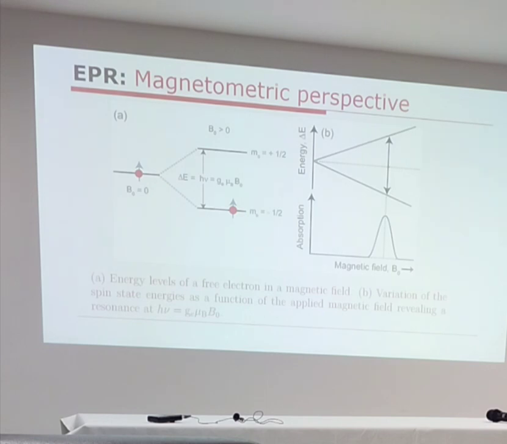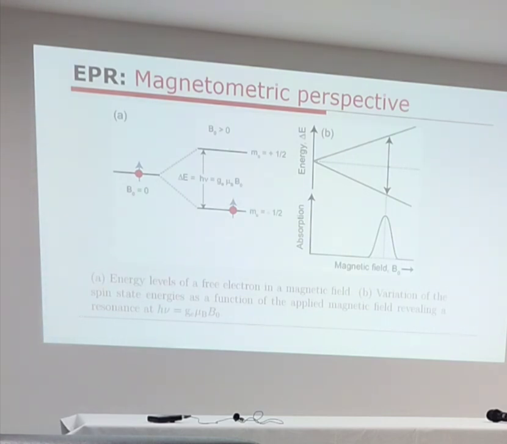Or another check could be, क्या मैंने सही में कोई spin create किया? एक ऐसा electron free electron create किया जिसका half spin exist करते हैं inside the material. EPR is the best technique to check that. Even radicals, like those people who work on chemistry, if they work on radical chemistry, you have to use EPR as one of the techniques.